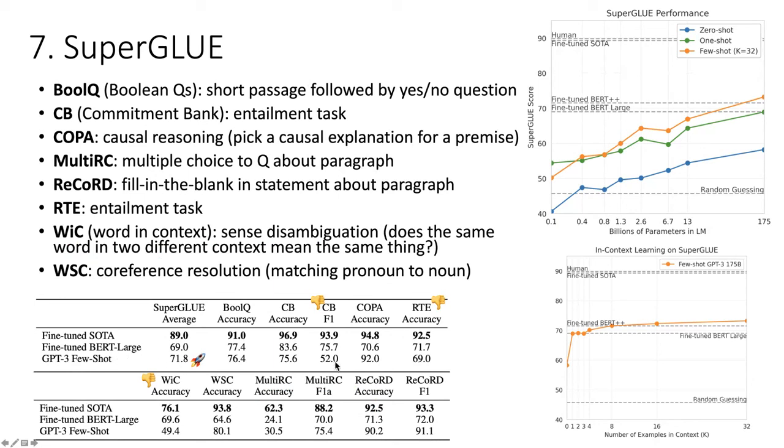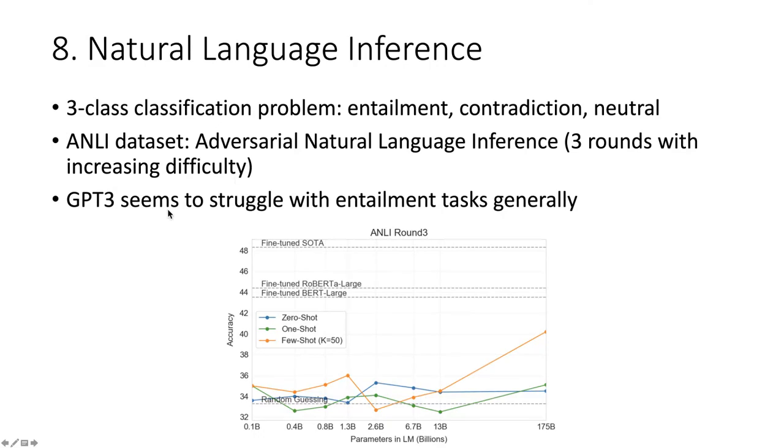Maybe one important insight from SuperGLUE is that GPT-3 does not do that well for entailment tasks, and we'll see an example in a second. Entailment is the same thing as natural language inference. So it's a 3-class classification problem. You have a premise and then a statement, and you have to say whether one entails the other, contradicts, or is neutral. And for some reason, GPT-3 is not doing great at that.